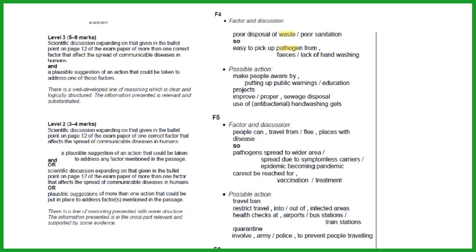Next factor, that they can flee from places with the disease. Why is that a problem? So the pathogen can spread to a wider area and the epidemic will become a pandemic. Well, hopefully it won't become a pandemic, but there is a chance that it could be, and that you can't then vaccinate the people or treat the people who fled the area and gone to a new area. So the possible action would be a travel ban or restrictions or health checks at airports or bus terminals, and then the quarantining of people or the use of police to prevent people from travelling.